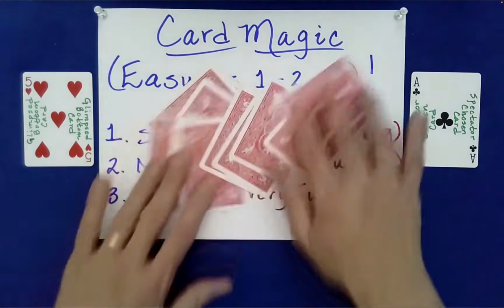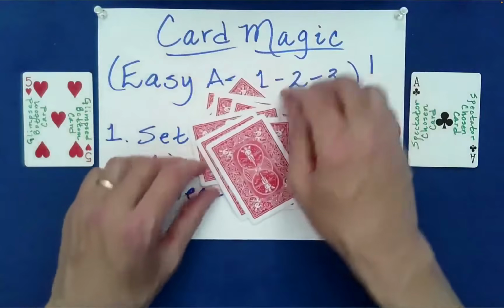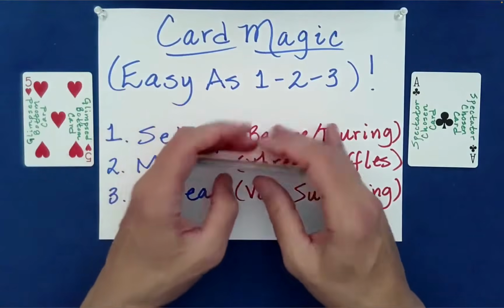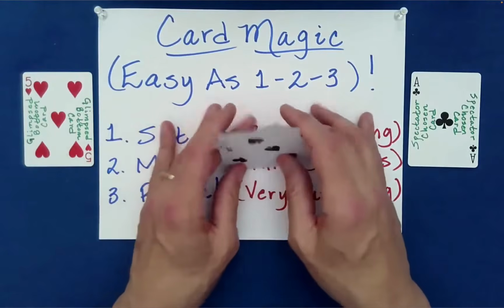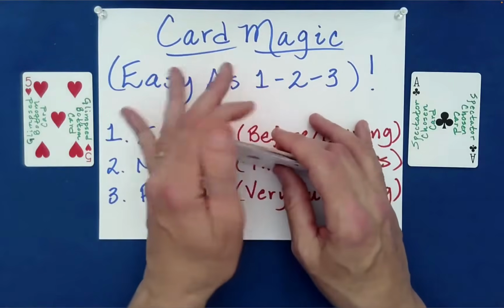Now the spectator can mix these cards as much as they would like. Now what you need to do is, as you're gathering these up and squaring up the packet, just glimpse the identity of the bottom card. Now I think you can see it. I can see it really well from my angle.